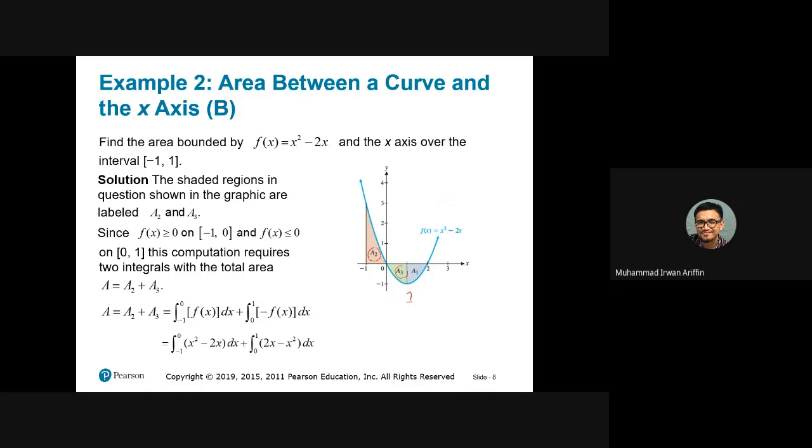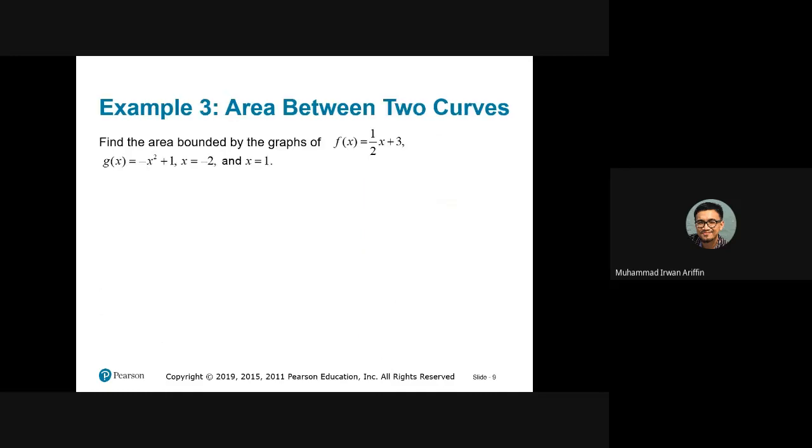Okay, don't forget the negative sign. So in total, this is what we need to do. We have to do two integrations. Find the respective value of the antiderivative. So this will be from -1 to 0, and this will be from 0 to 1. You just plug them in, and you should be able to get the answer, which would be 2.